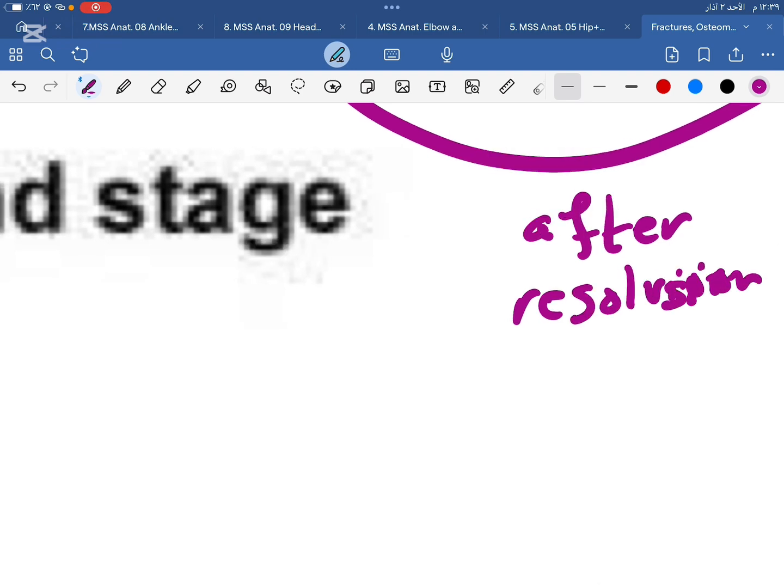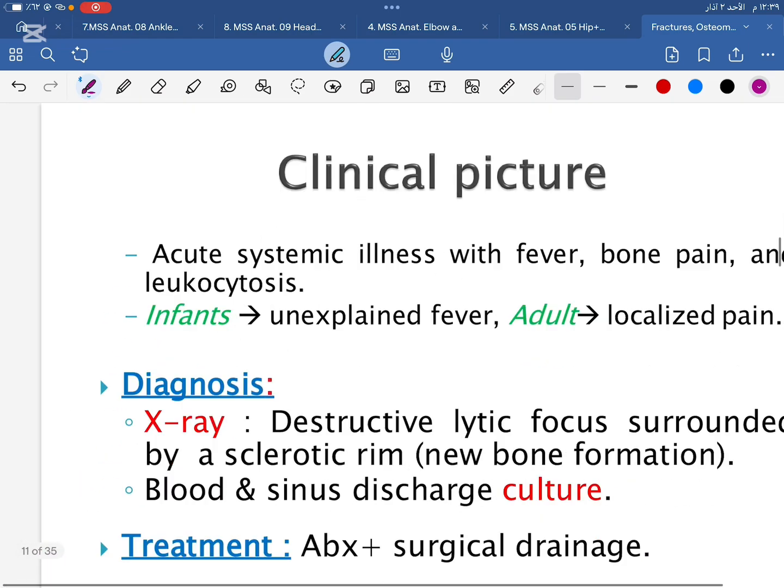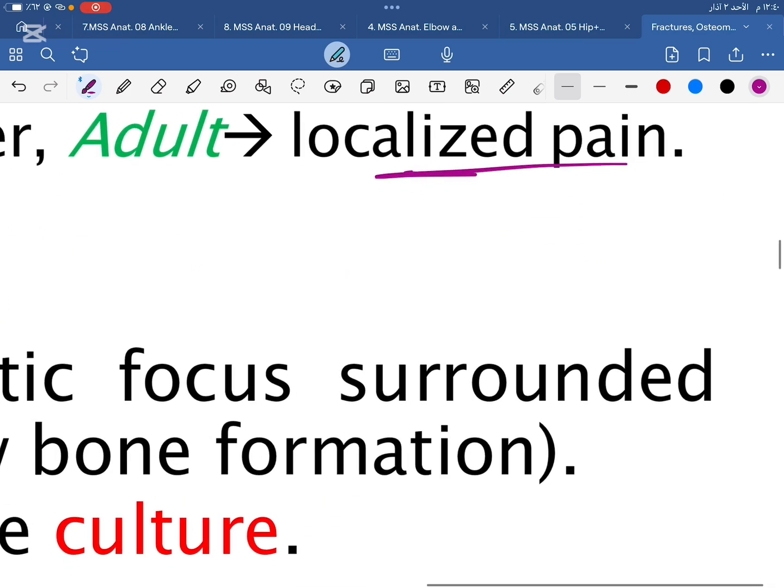Presentation: the patient may come with acute systemic illness with fever, bone pain, and leukocytosis, an elevation of white blood cells on CBC. In infants, the presentation of osteomyelitis is usually unexplained fever. In adults, we have localized pain.